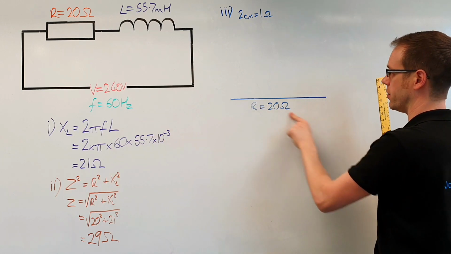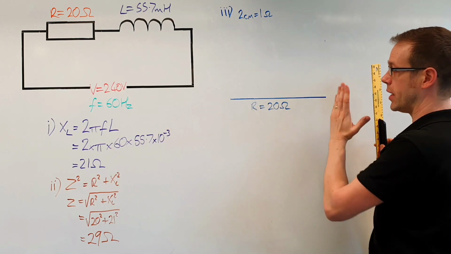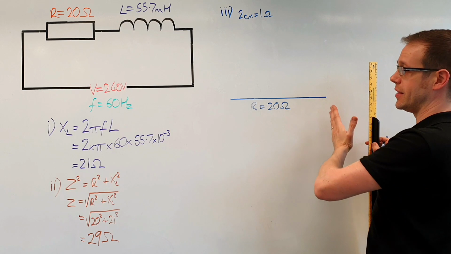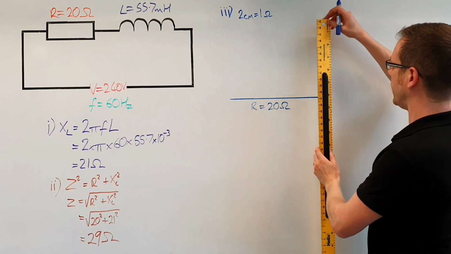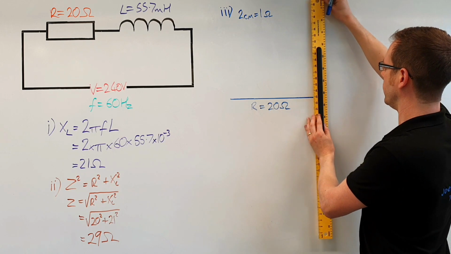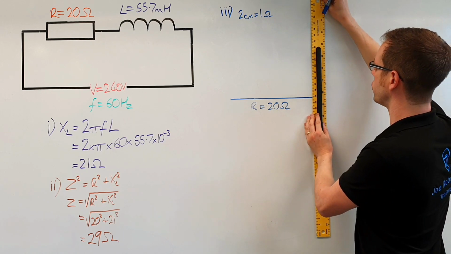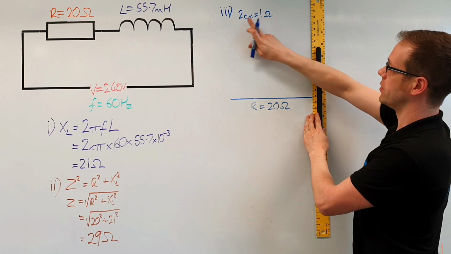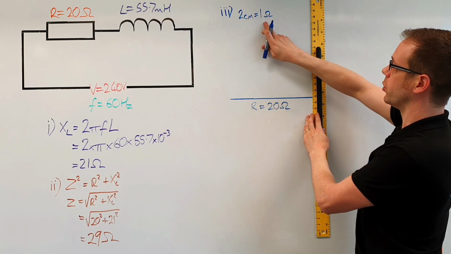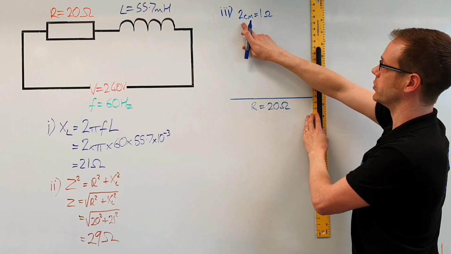So resistance is the horizontal line, the reactance is the vertical line. In this case it's inductive, so I'm going to have it pointing up. Inductive points up. So that's what we've got there, and I'm going to do this at the appropriate length. So I've got 21 ohms for my inductive reactance. So to get from this side to this side, I times by 2. So 21 times by 2 becomes 42.